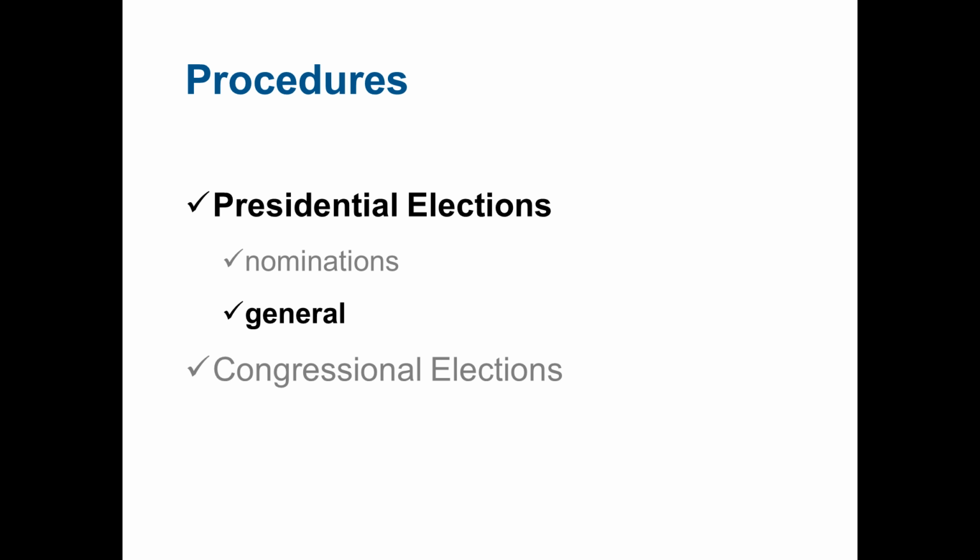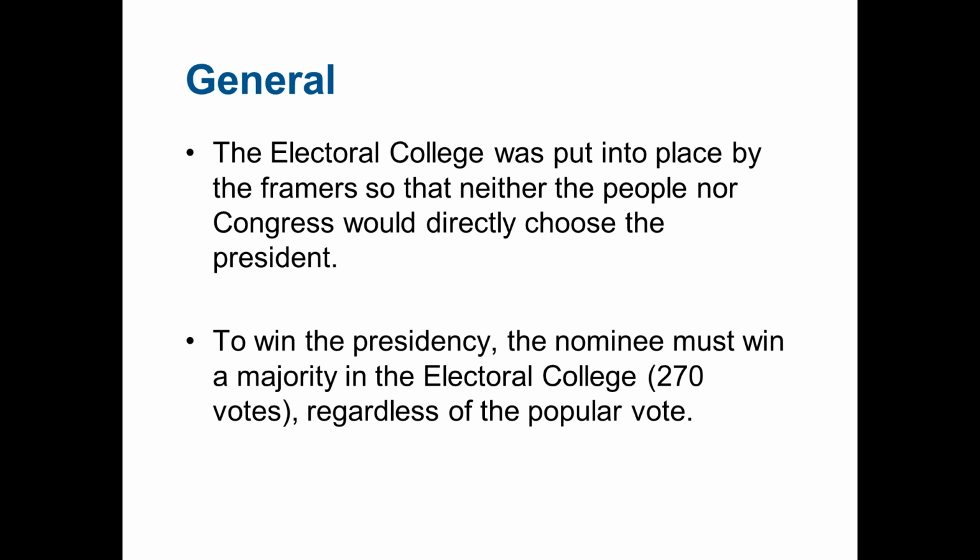I think the Republican convention was in mid-July this year, but roughly speaking, August through October is what we think of as the general election campaign. And this, of course, is just the period of time when the Republican nominee and the Democratic nominee campaign against one another to eventually try to win the presidency.